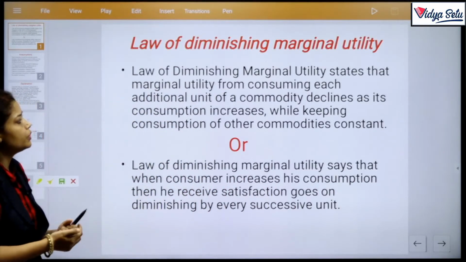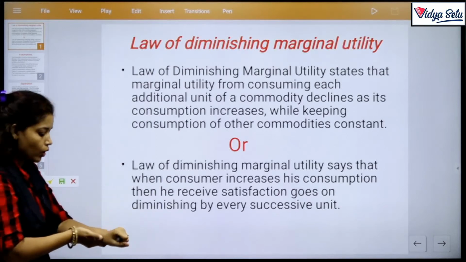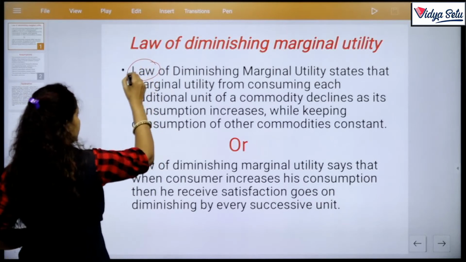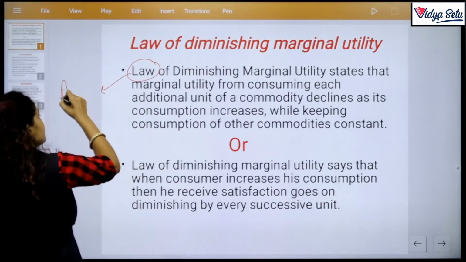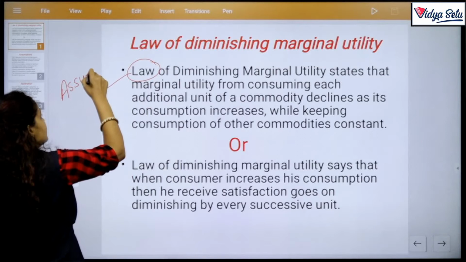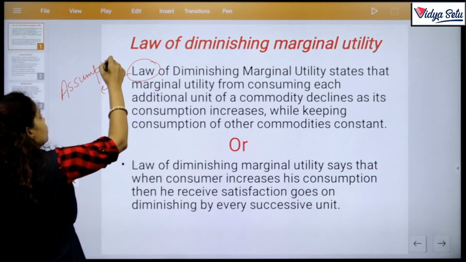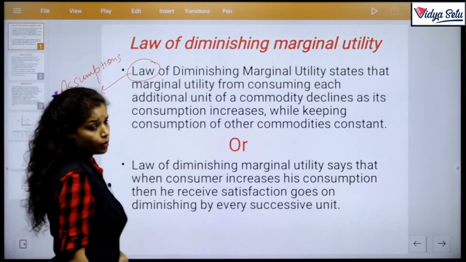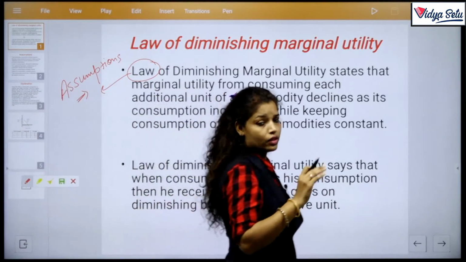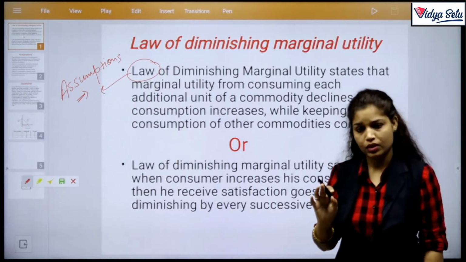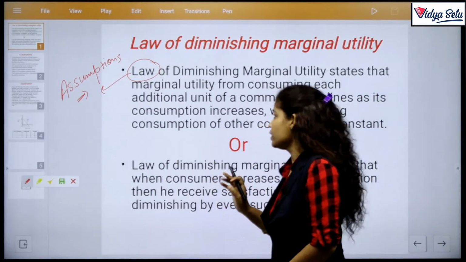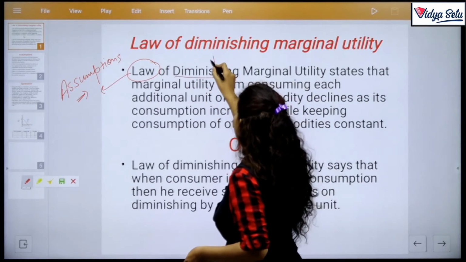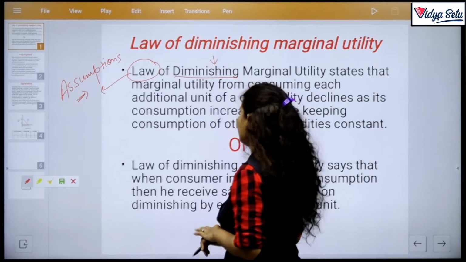First of all, what is the law of diminishing marginal utility? First one is law. What does it mean? It means there are some assumptions, because without assumptions there is no law. In economics, where there is a law, there are always assumptions. Clear? Then the word diminishing, which means decreasing.